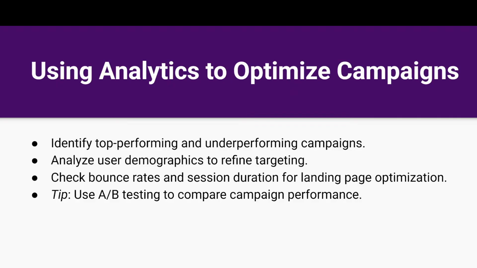So how do you use Google Analytics to optimize campaigns? You have to identify top performing and underperforming campaigns and analyze them based on user demographics and refine your target audience. Then only you can do it. And you have to check the bounce rates. If the bounce rate is high, you have to modify the landing page. You have to optimize the landing page, right?